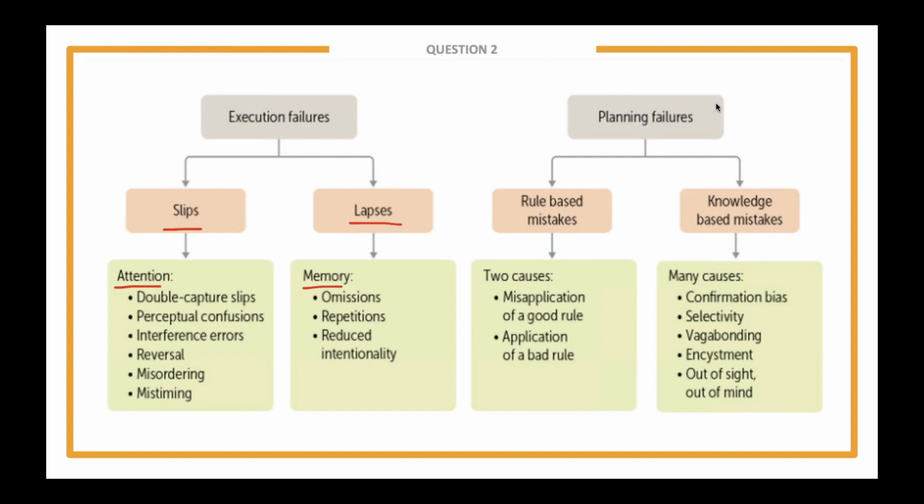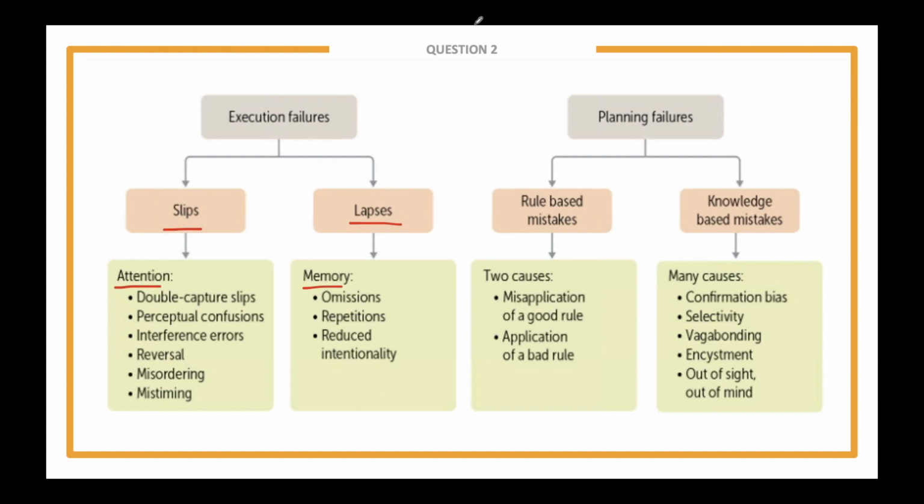Now, planning failures are divided also into 2 types. You have knowledge-based and rule-based mistakes, okay? So planning failure occurs when a person has an intended goal, but ultimately chooses the wrong way to accomplish the goal, and thus the goal is not achieved. So for example, in this scenario, if the physician had tried another way of stopping the bleeding, okay? And so in general, in this situation, this would be considered an execution failure because the intended action was appropriate, but was carried out inappropriately with the goal not being achieved. And between the 2, this was more so an issue with attention, not as much memory. So this would be better characterized as a slip.